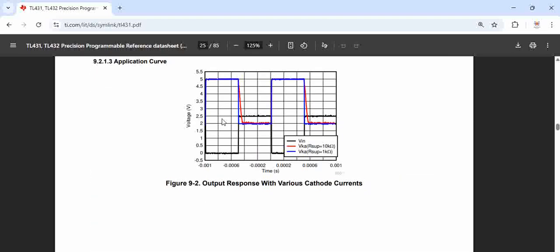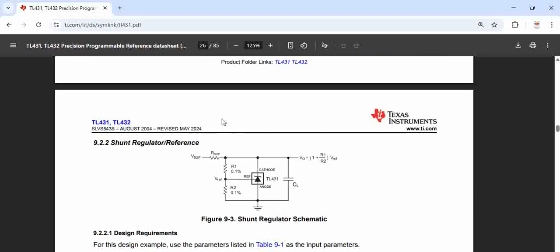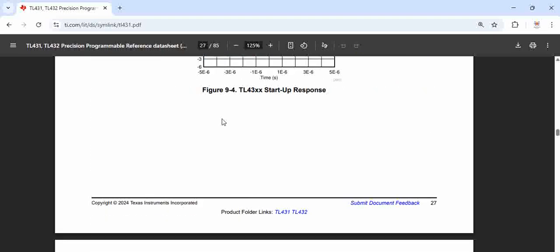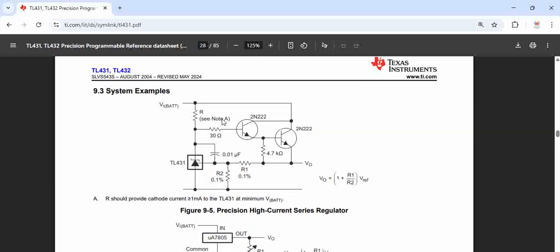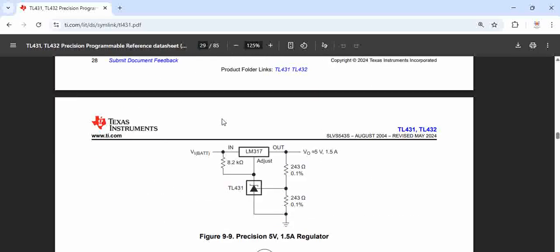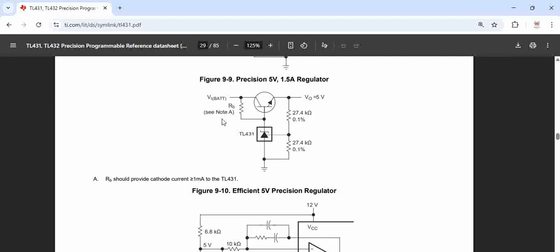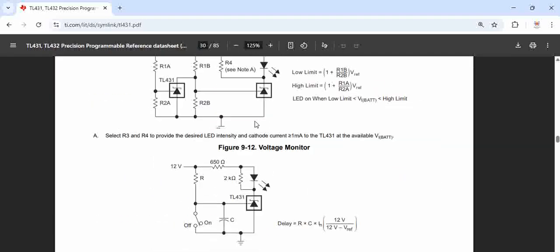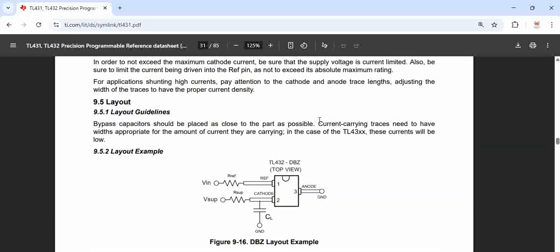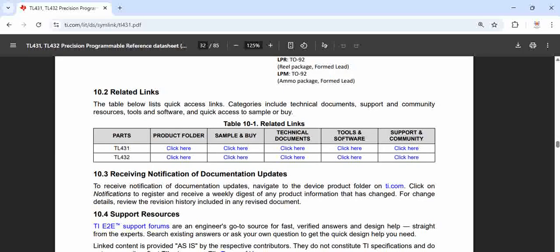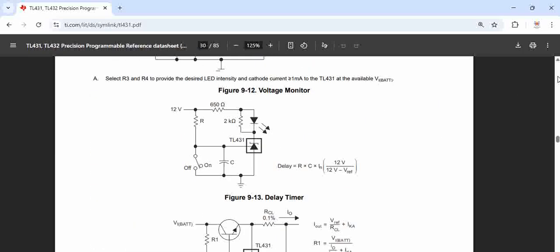Okay, and if you scroll down to look at some of the applications, okay, some of the simple circuits which we can use. Let us scroll down. Yeah, I think the application circuits are above. Yes.